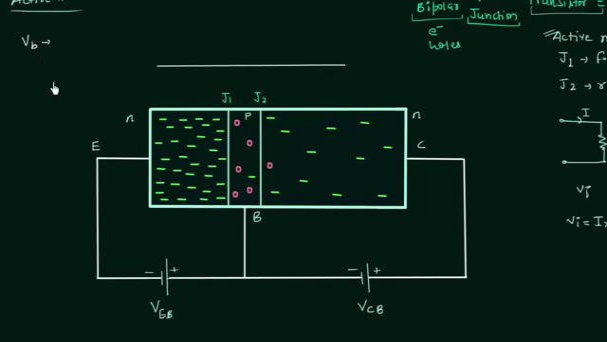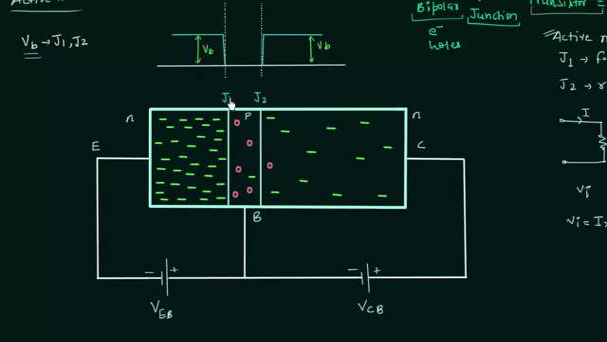Let's say VB is the barrier potential for junction J1 and junction J2 when the transistor terminals are open circuited, when there is no biasing potential in the transistor. We have to analyze what will happen to the barrier potential once we apply the biasing potentials in the transistor. This is the barrier potential of junction J2 and it is equal to VB. This is the barrier potential of junction J1 and it is also equal to VB.